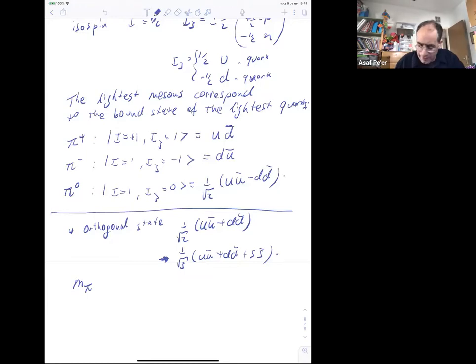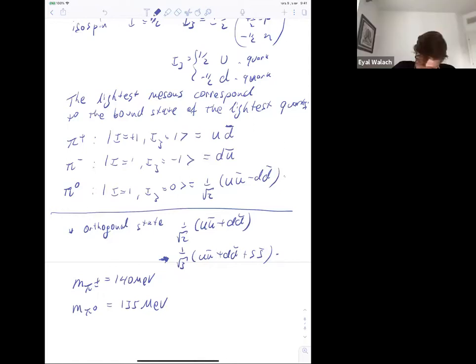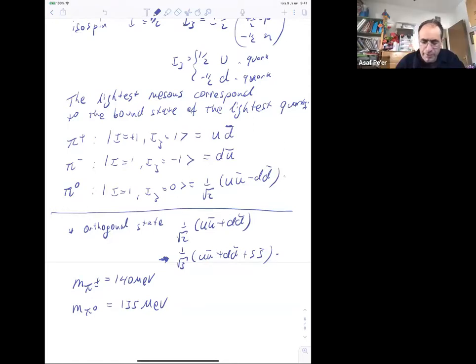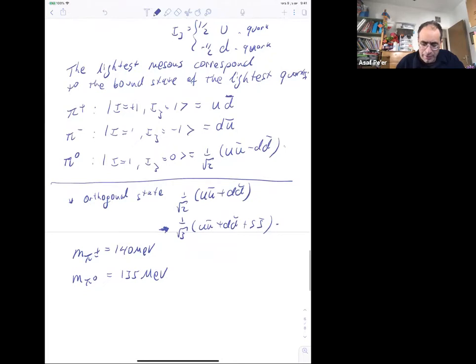So the mass of the charged pion is about 140 MeV, in between the lepton masses and the baryon's mass, which is of the order of GeV and higher. The neutral pion is slightly less massive, 135 MeV. Since this is heavier than the muon and the electron, it can decay into the muon and the electron. So we can have a decay of the form, let's look at the pion minus.